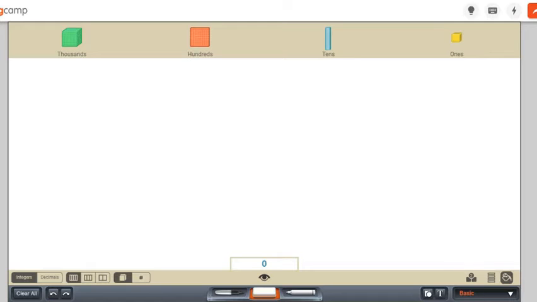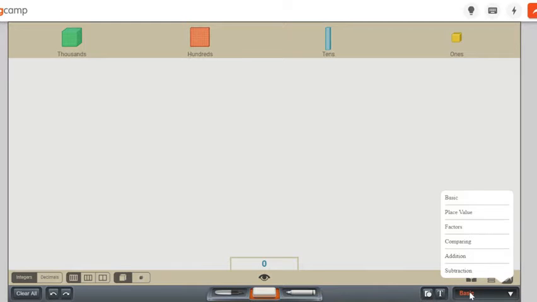How you can use Braining Camp and the base 10 blocks to do multiplication. First, we're going to go into Braining Camp and click on the base 10 blocks. Down here at the bottom where it says basic, we're going to click that and move it to factors.